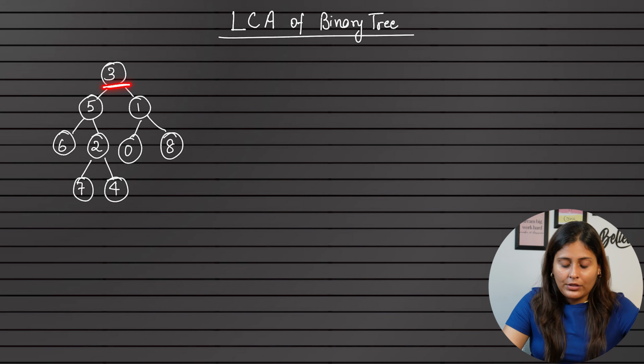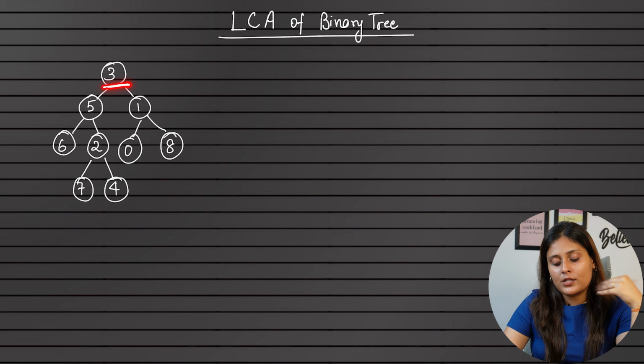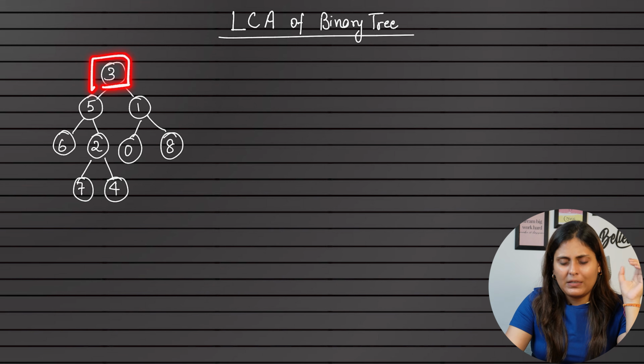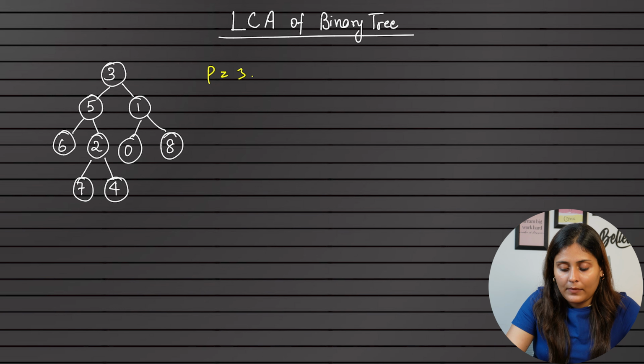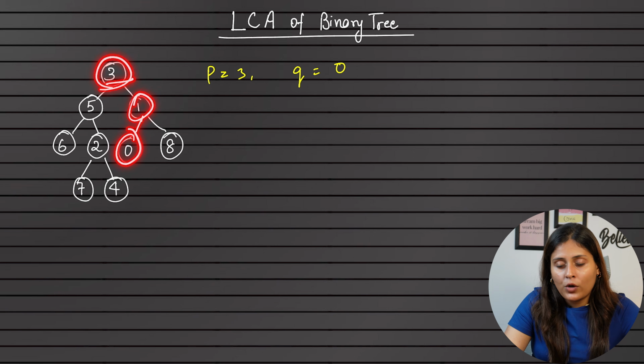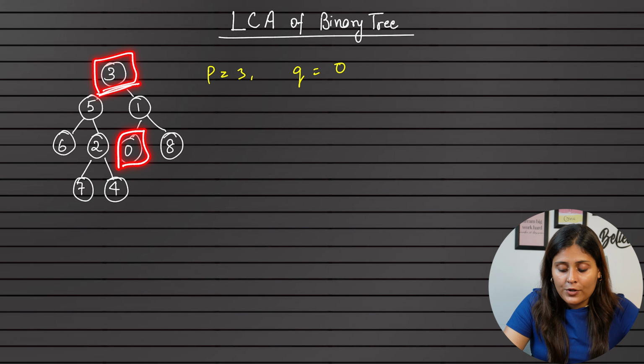Okay, so we are at 3. Suppose, think for the worst case scenario. Suppose P is 3. Let's say P is 3 and Q is anything, let's say 0. So if P is 3, Q is 0, what do you think? In this case, what will be the common parent? Can I say 3? So for 3 and 0, the common parent is 3 only. Because for 0 also common is 3 and for 3 it is 3 itself.